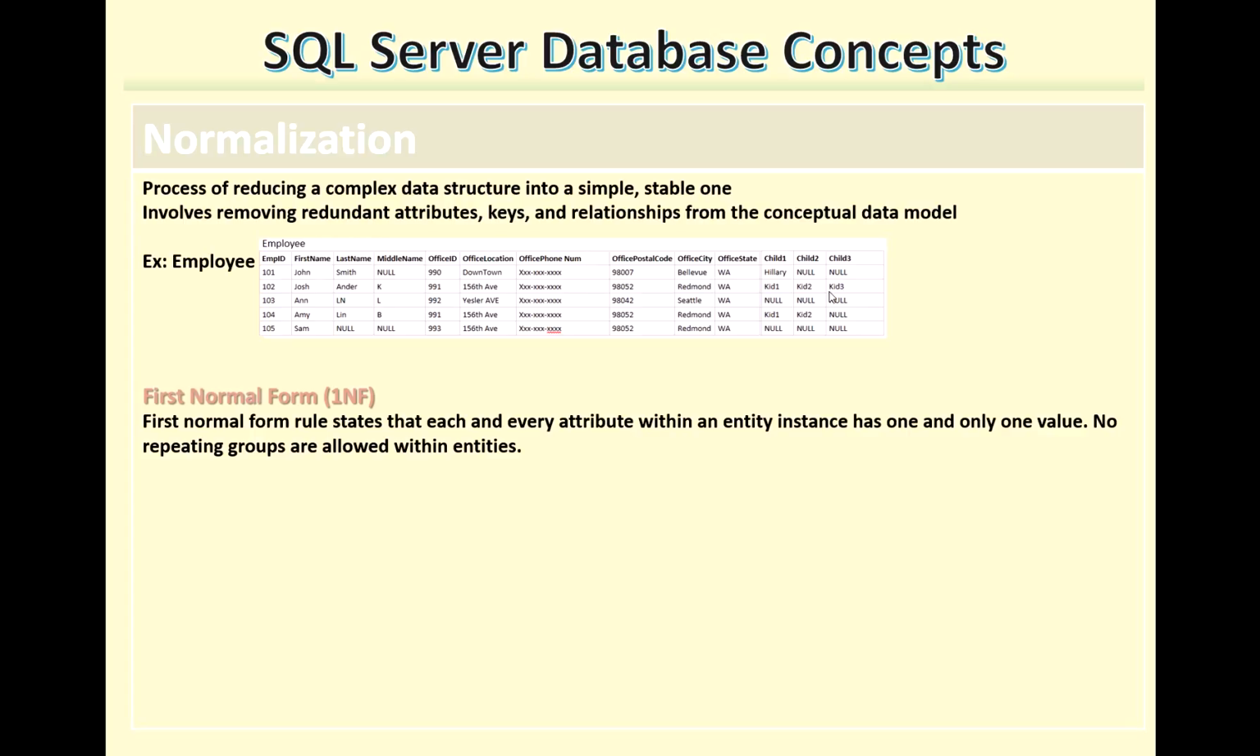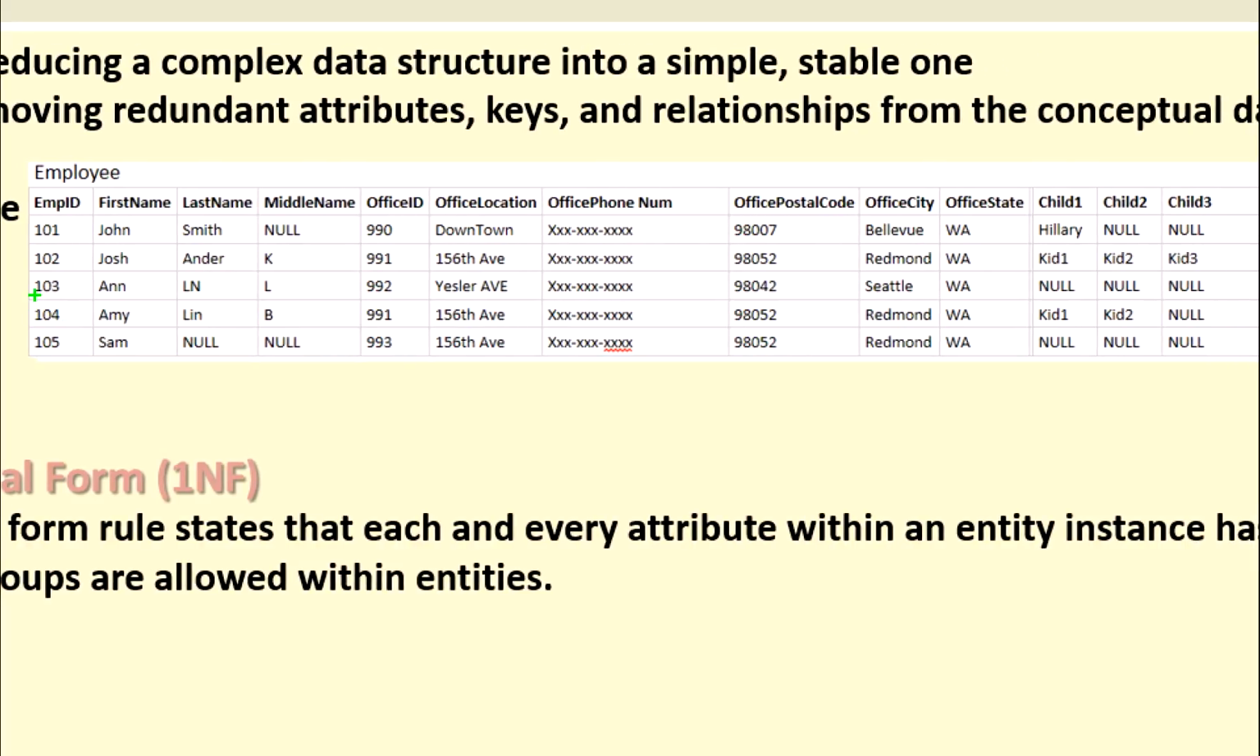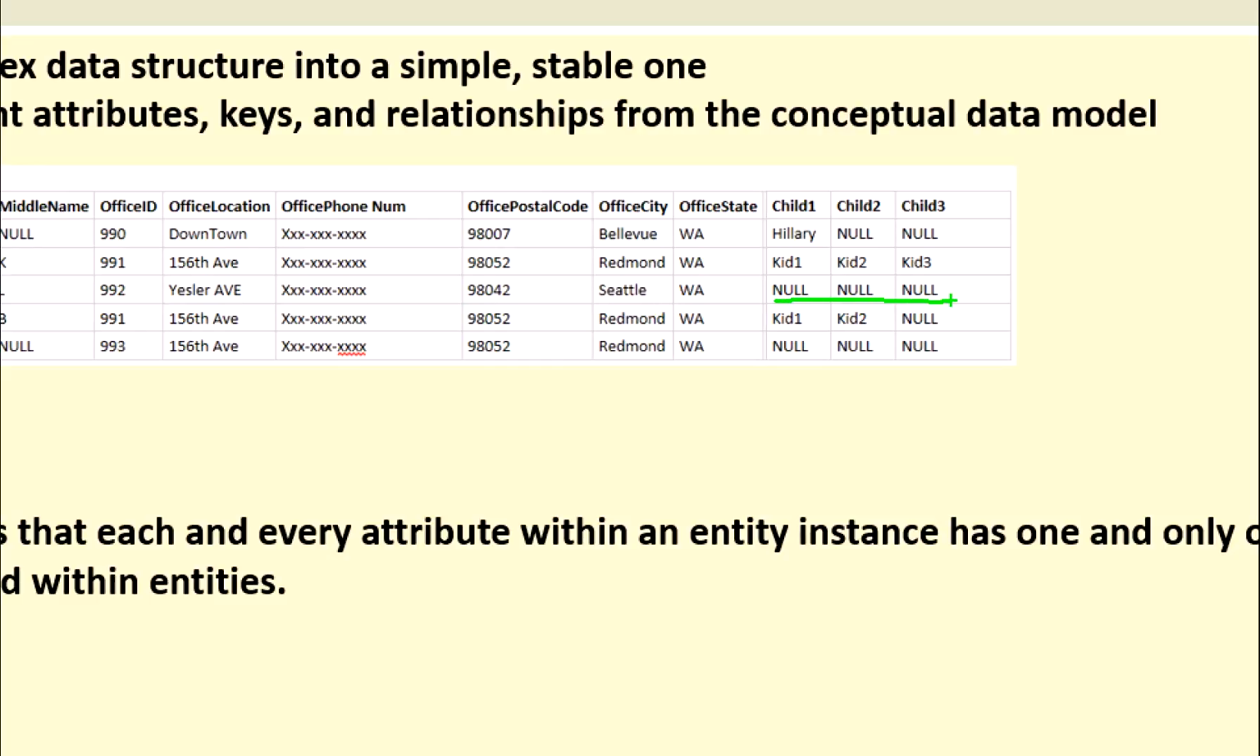Similarly, for an employee like ID 103, we don't have any kids. All the values are null. That means that particular employee doesn't have any kids. Though that employee doesn't have any kids, since we are going with this structure of repeating groups, we are wasting all this space. All these cells are wasted. We are not storing anything, but we are allocating space. So these are all called repeating groups.